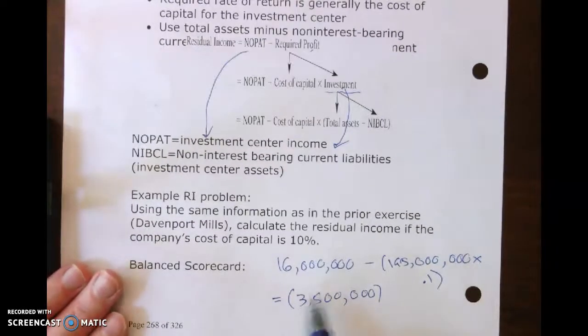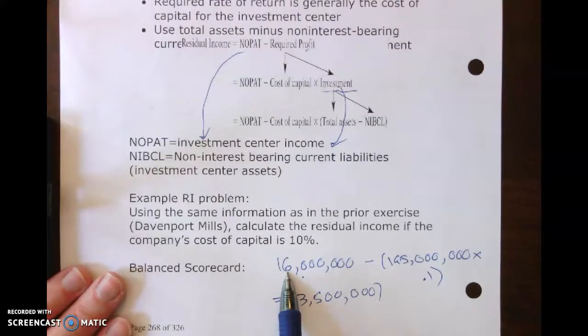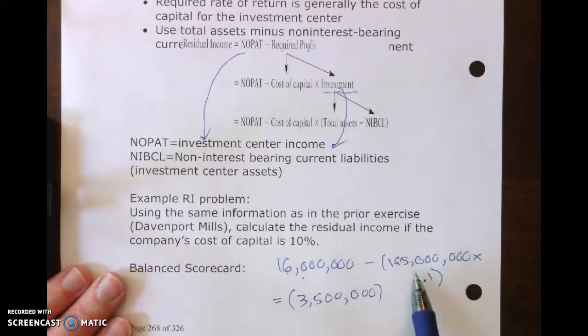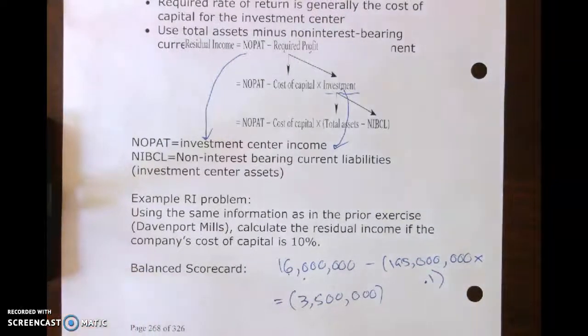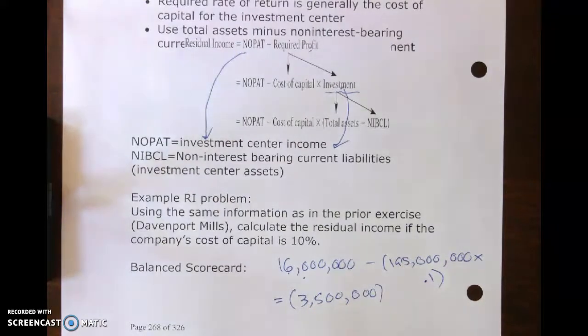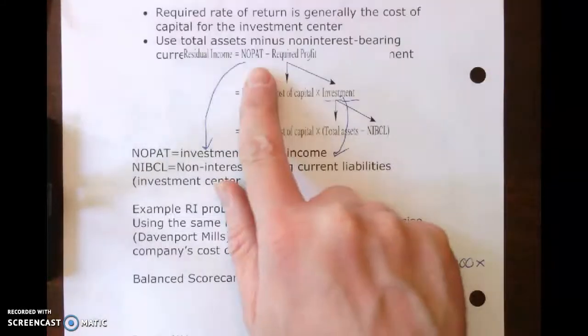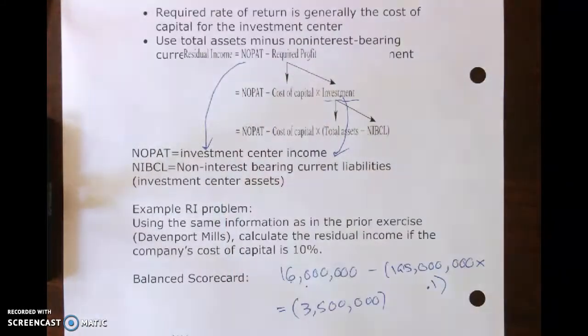So what this is telling you is that you made $16 million. Davenport Mills made $16 million, but they should have made $19,500,000, which is our 195 times 0.1, 10%. They should have made that number, but they only made $16 million. They underperformed, therefore. And so our residual income is negative, which would be a bad thing. If this were positive, then it means that our profit that we had is in excess of our required profit.